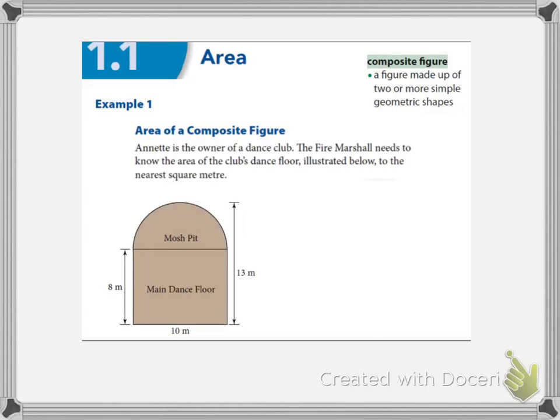Hello, you should have already reviewed area and perimeter from the grade 9 videos that I have posted on our own grade 12 college website. So now we will get into composite figures. A composite figure is a figure made up of two or more simple geometric shapes.